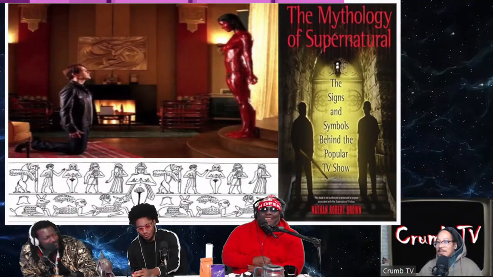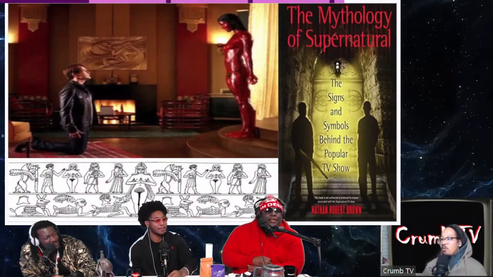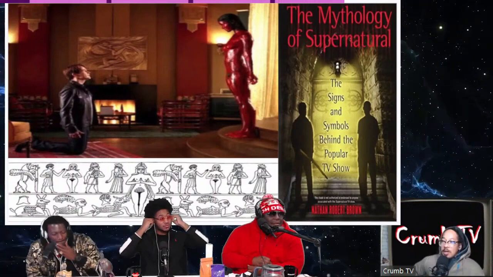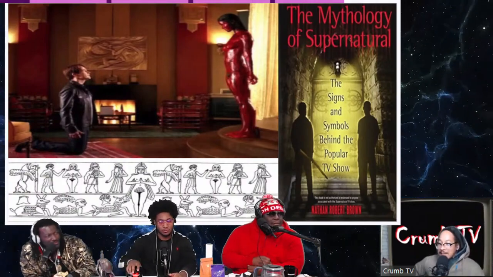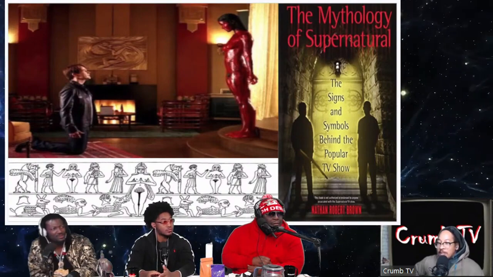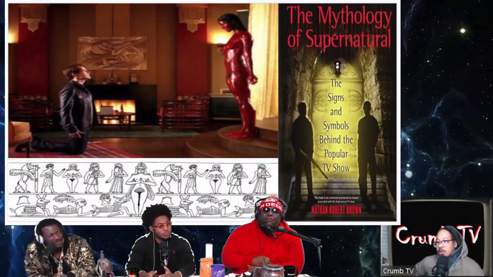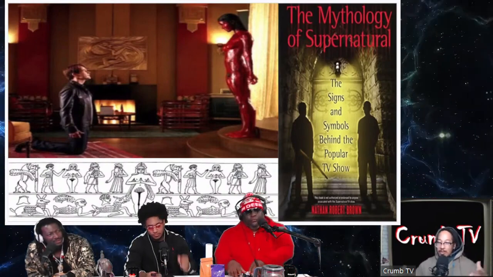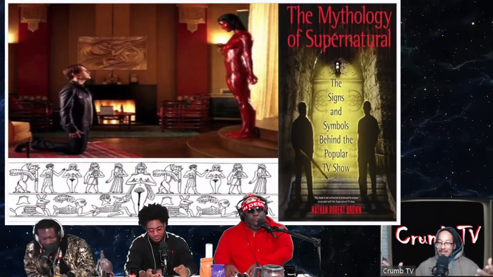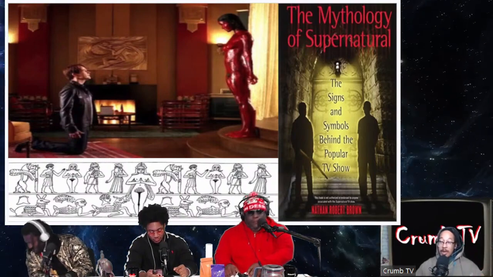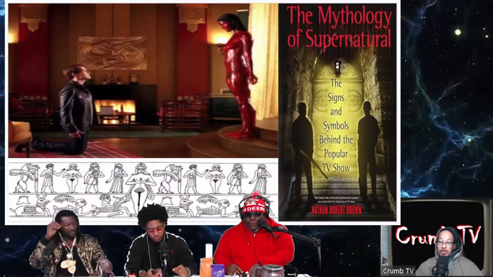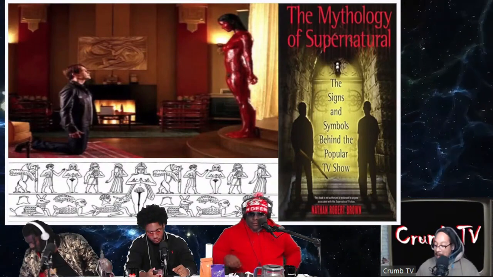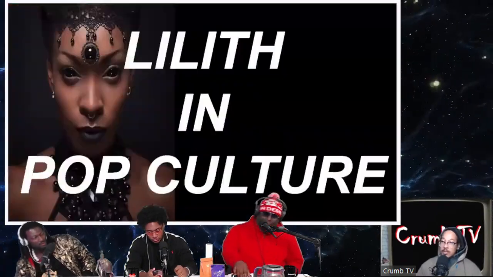All right, where we at now? So Nathan Robert Brown wrote a book called The Mythology of Supernatural, the signs and symbols behind the popular TV shows. I don't want you to think Crumb is just over there doing drugs, zoning out and making these things up. They wrote a book about how these shows have this deeper meaning. It's not just entertainment. So that's just a confirmation.